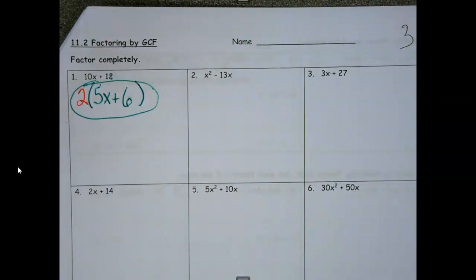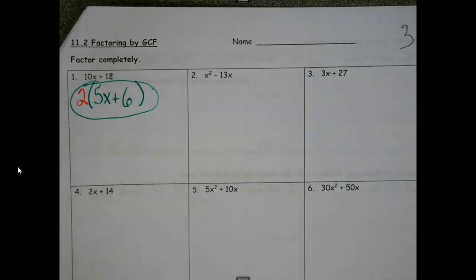That's it? That's it. Are we ever going to solve it? No, it'll say equals 0 if we're solving. On this side, we're not solving.